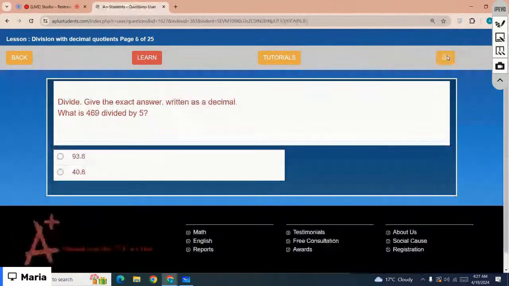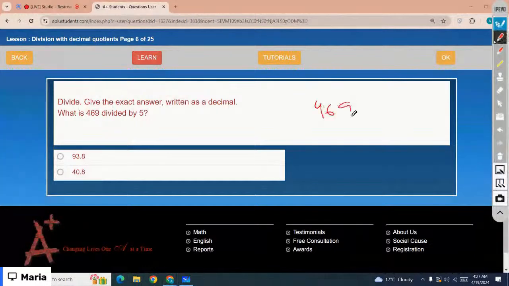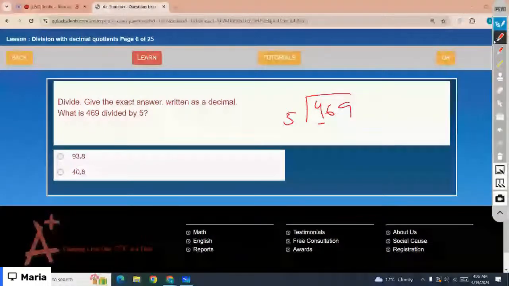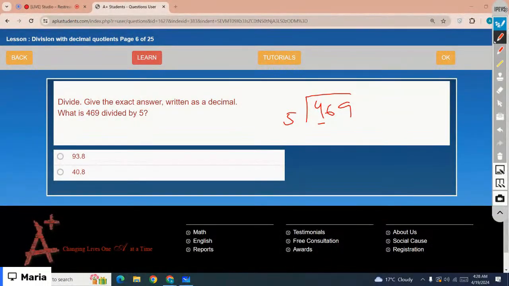Okay, the next one is you have to divide 469 by 5. Right, let's just divide. Start with the first digit. You cannot divide 4 by 5, right? So you need to make it 46. You have to count 5 until 46. So 5 times 9 is 45, right? Subtract, 46 minus 45 is 1.